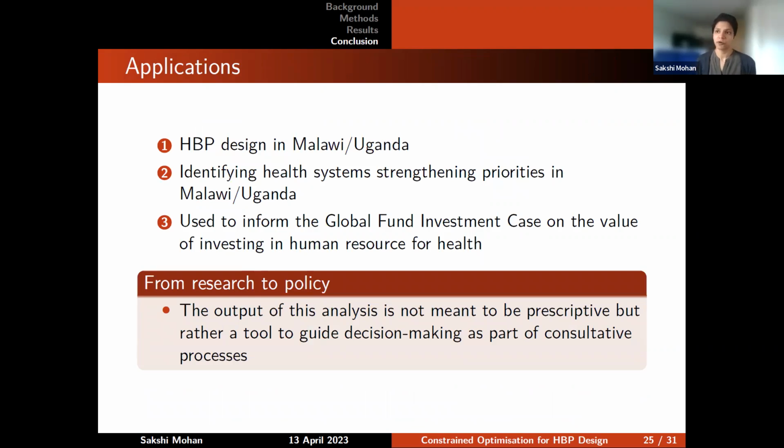Moving on to the applications of this work. As I mentioned before, this methodology has been applied to guide the design of the health benefits package in both Malawi and Uganda. It's also helped identify health system strengthening priorities in the two countries. In Uganda, for instance, the analysis reinforced the case for expanding pharmacist capacity. It's also been used to inform the Global Fund investment case on understanding the value of investing in human resources for health as they look to expand their coverage of HIV, malaria, and tuberculosis interventions.